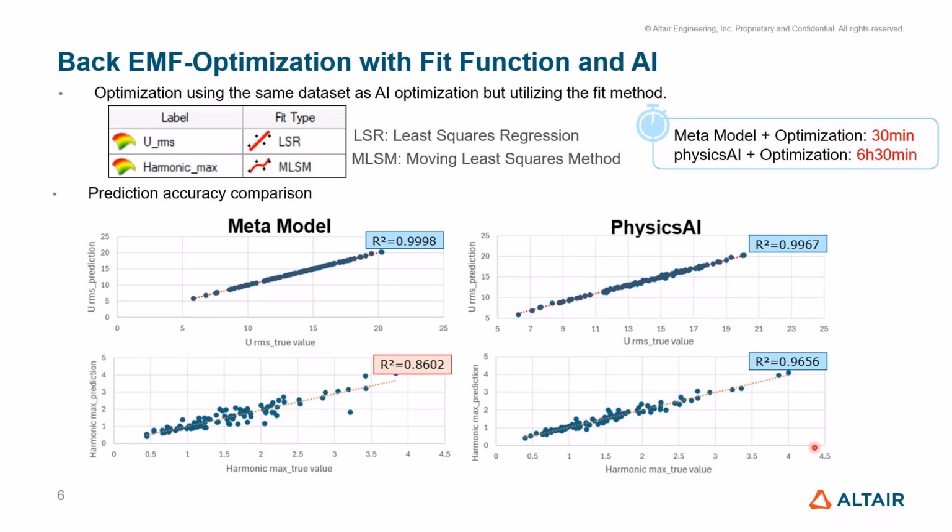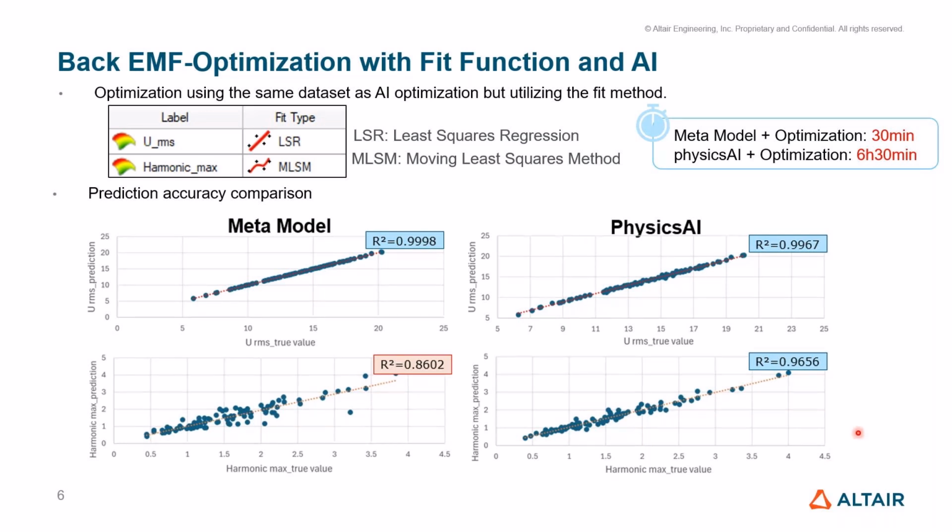Whereas when you compare it with the physics AI model that is trained, the physics AI model for RMS value of back EMF is as good as the meta model. If you compare for the maximum value of harmonics, this is very good because it is much nearer to 1 compared to what you have in the meta model. So this is one advantage where you can have a more accurate model with physics AI.